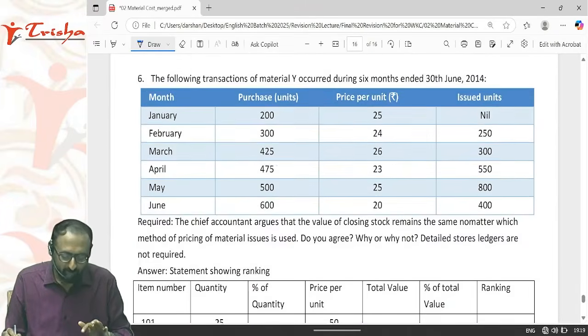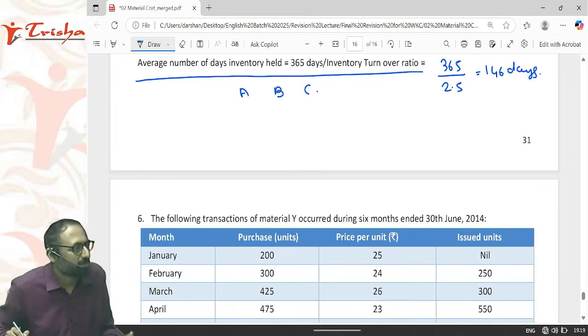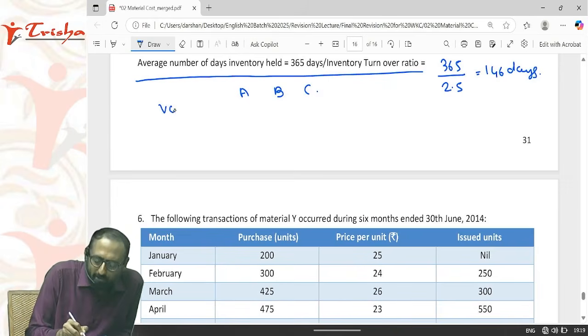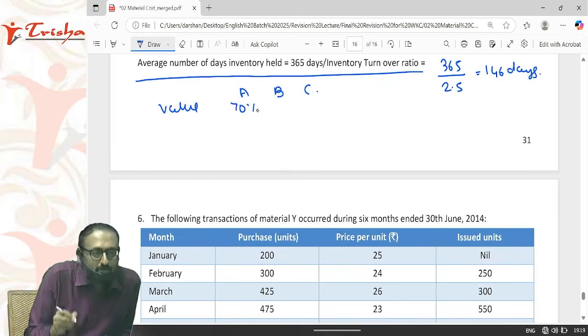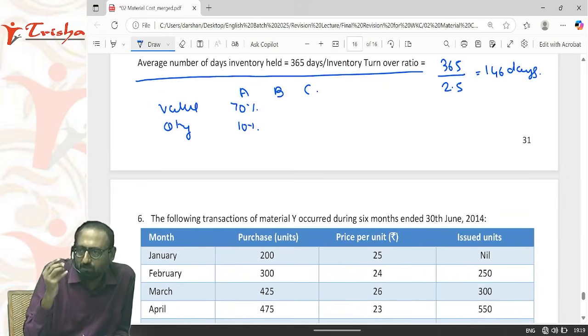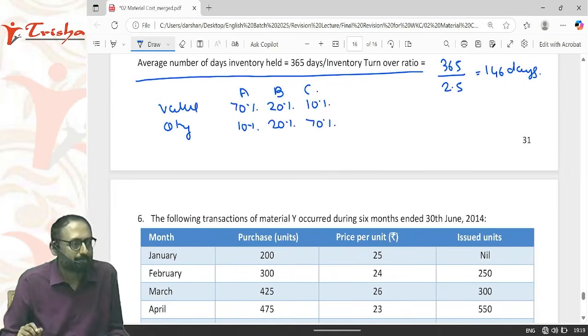Last concept for the day is ABC analysis. Classify your raw material into three categories: A category, B category, C category. In A category, you will classify those goods whose value is approximately 70% of the total value of raw material, and its quantity is just approximately 10% of the total quantity. B category, goods whose value is 20%, quantity is also 20%. C category, goods whose value is just 10%, but quantity is 70%.